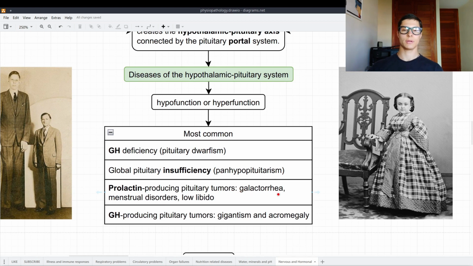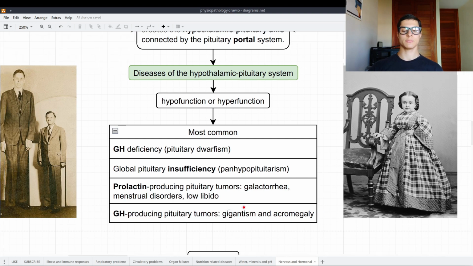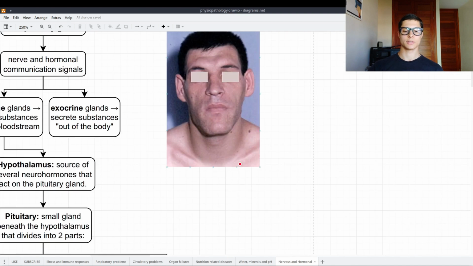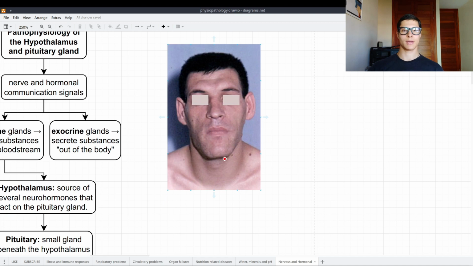Prolactin producing pituitary tumors. They create galactorrhea, menstrual disorders and low libido. Galactorrhea is the milk production in men, for example. GH producing pituitary tumors create the gigantism and the acromegaly, which is this one. This guy with the face looking like Giga Chad.